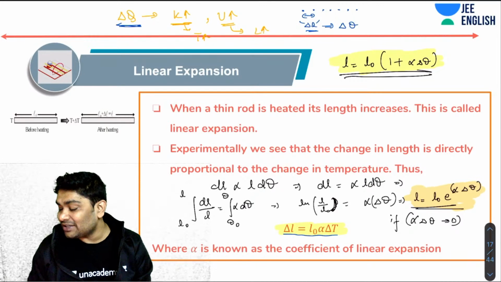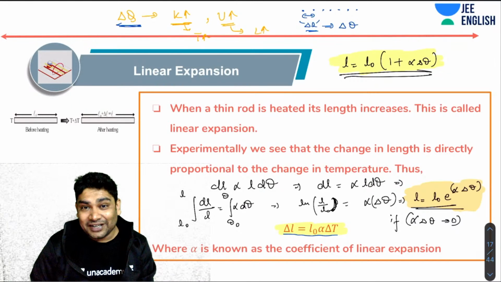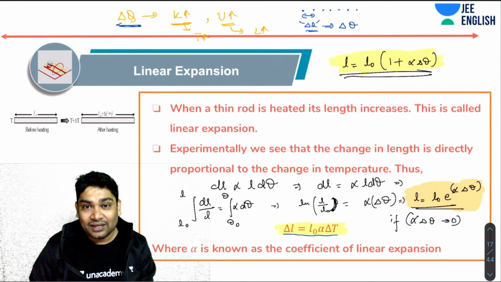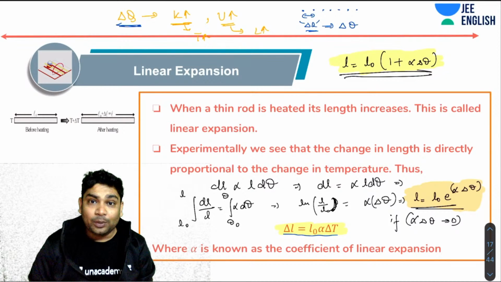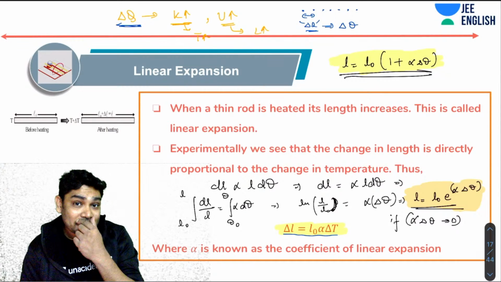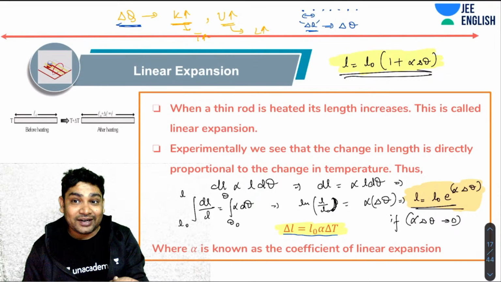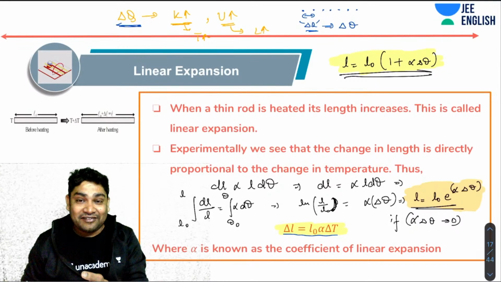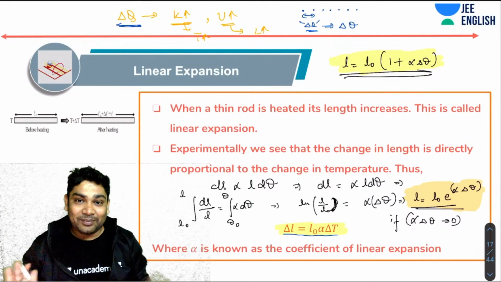Now, practically, what happens is alpha is usually of the range of 10 to the power minus 5, 10 to the power minus 6. And delta theta on Earth, how much will be the temperature increase? Practically speaking, not more than a few thousand degrees, right? I hope you know that the temperature of the sun is roughly around 6,000 Kelvin. Okay, so 6,000 Kelvin is the temperature at the surface of the sun. So realize that probably on Earth, I will never have a temperature more than that, right? Otherwise, we'll all be burning.